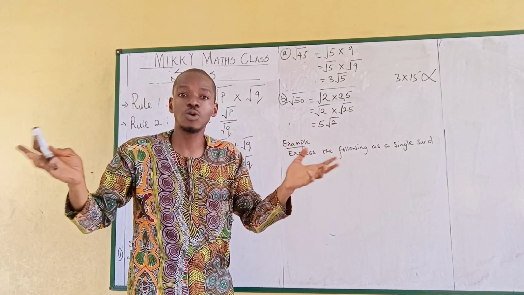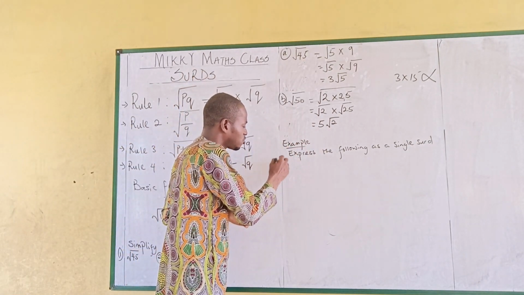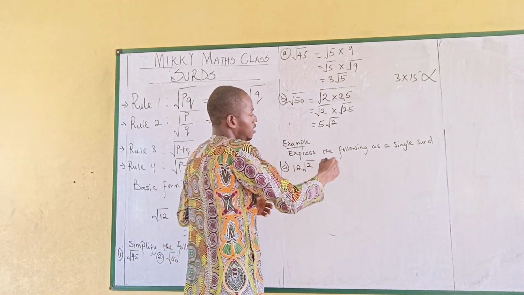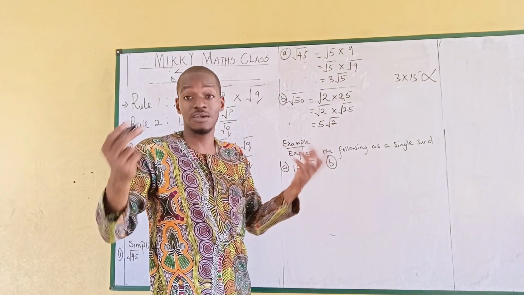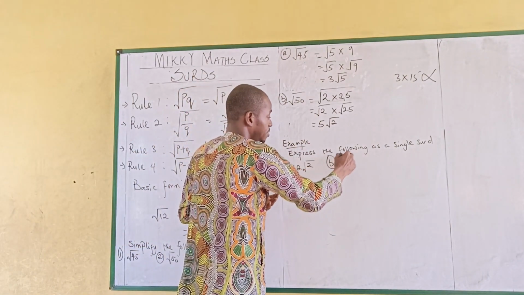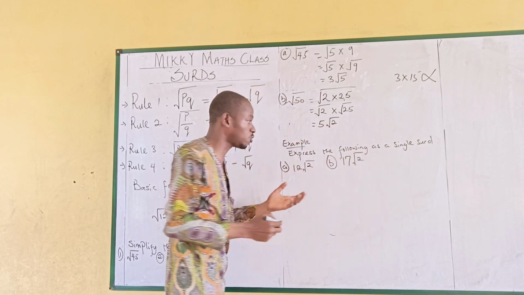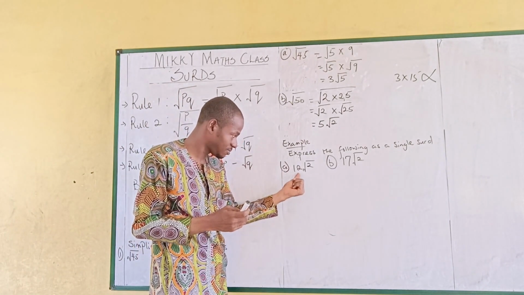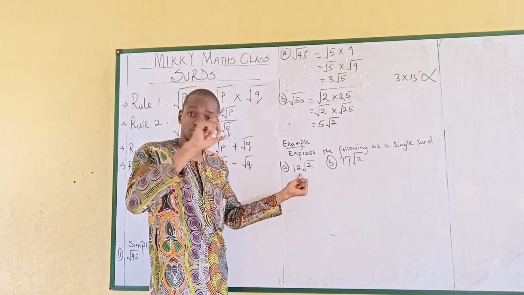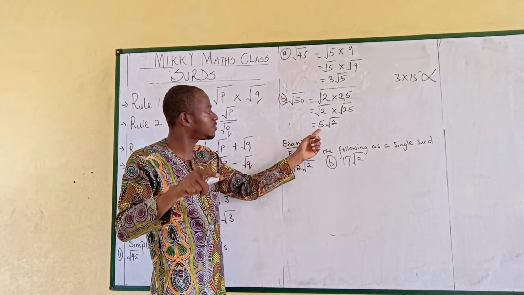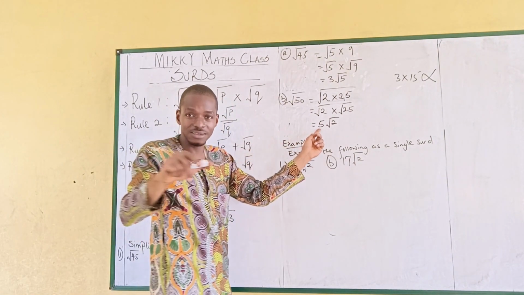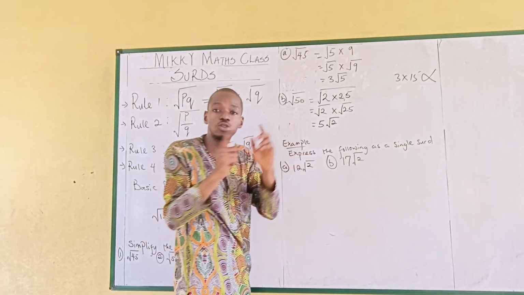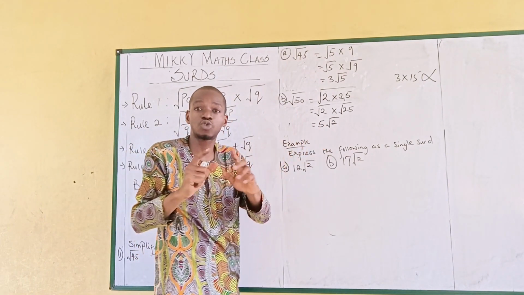So let's take 1 or 2 examples. For example, I can be asked to put 12 root 2 as a single surd. I can be asked to put also 17 root 2 as a single surd. Now, the way to solve it, you know that this number here was gotten as a result of the square root of a bigger number. Look at this 5 here, it was gotten by taking the square root. So if I want to walk back from here to the answer I have, what do I do? Instead of taking the square root, I will square it.